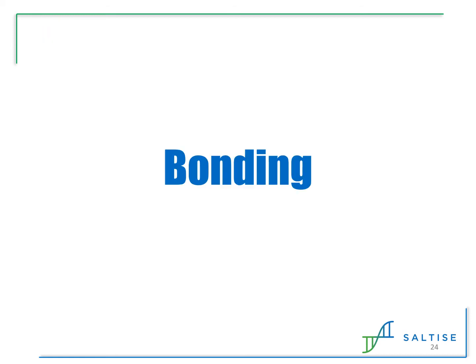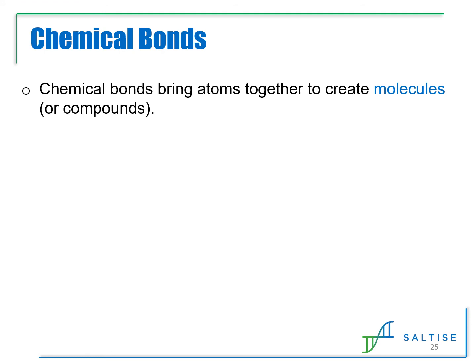Now that we understand what atoms and ions are, let's have a look at how chemical bonds are formed. Chemical bonds bring atoms together to create molecules or compounds of various sizes, either through the transfer of electrons from one atom to another or the sharing of electrons between atoms.